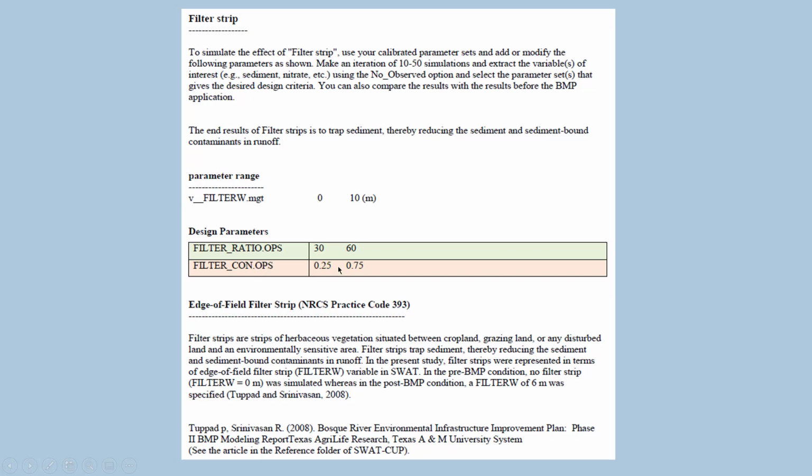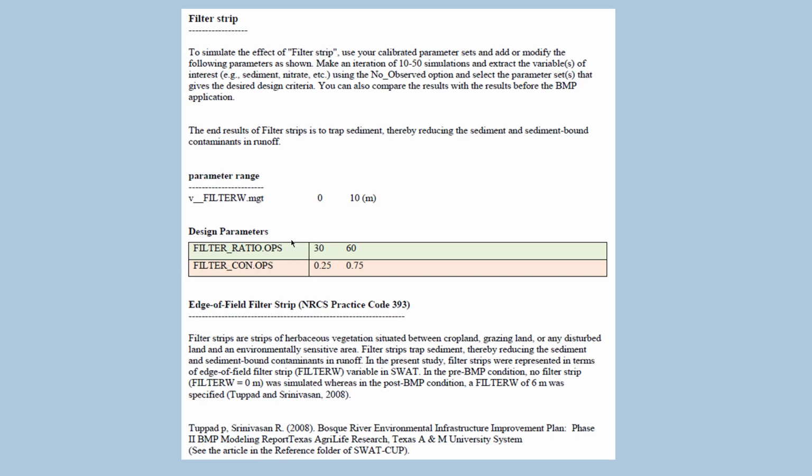In fact, you can use SWAT-Cup in a situation like this to design filter strip. So you can run an iteration with a range of values for filter strip, and then run 100 simulations. For each simulation, you summarize the sediment load, and then you'll see which sediment load fits your criteria. So for that, you can use that filter strip width. So you can design these using SWAT-Cup.